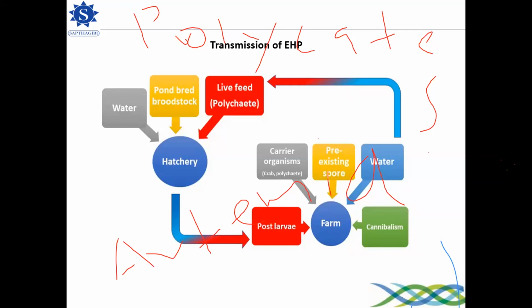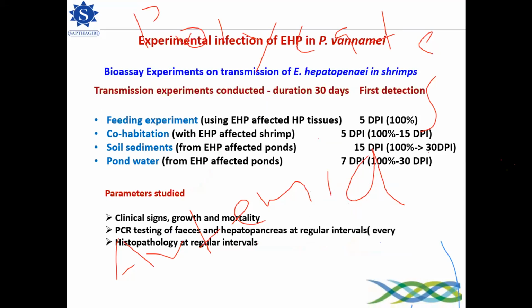Now what is happening in India is that the cycle is continuing: hatchery to farm, farm to natural water bodies to live feeds, then again hatchery. The cycle is continuing. In experimental EHP transmission assays, through feeding experiments, cohabitation, soil sediments, and pond water, through all these routes the animal is getting EHP.